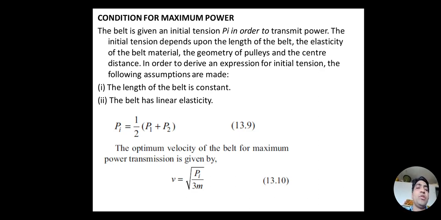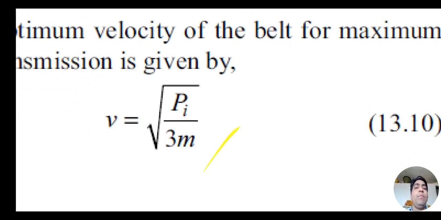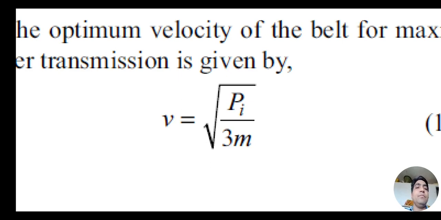And the optimum velocity of the belt for maximum power transmission is given by the equation V equal to square root of Pi upon 3m, where Pi is the initial tension, m is the mass per meter length of the belt.